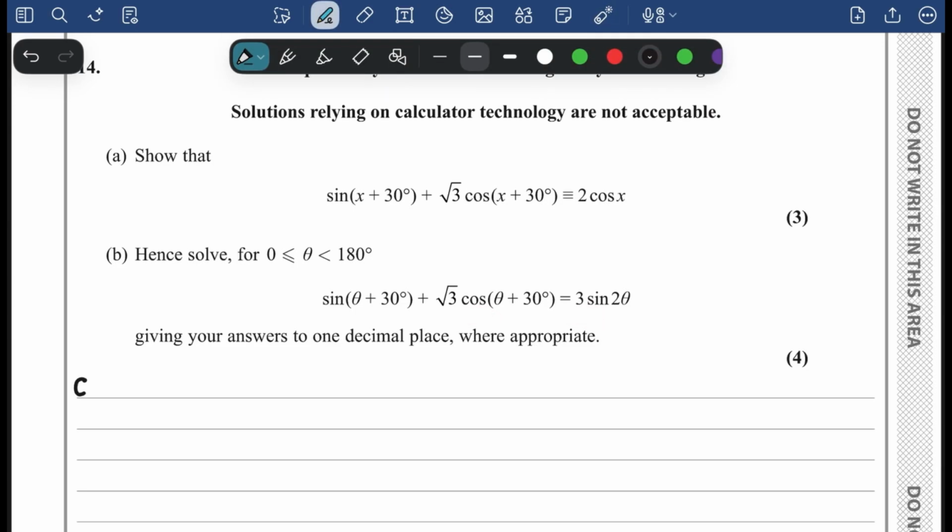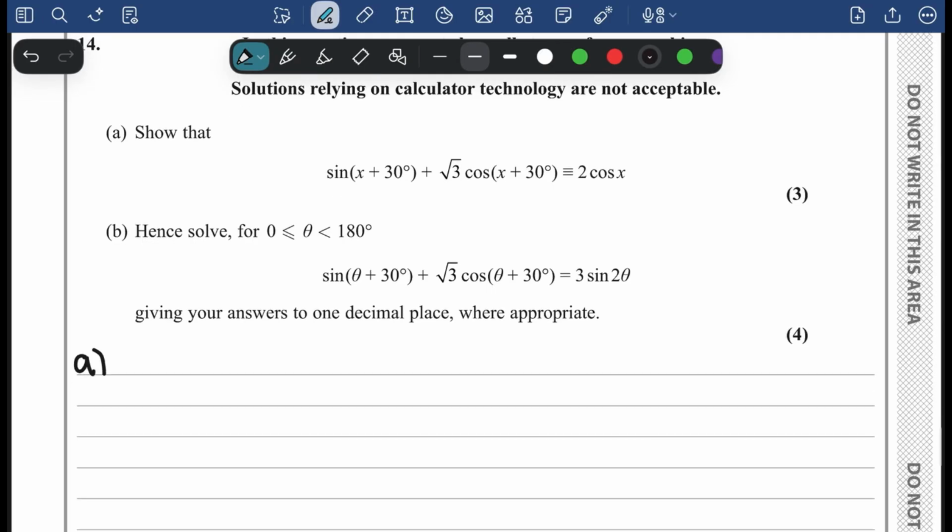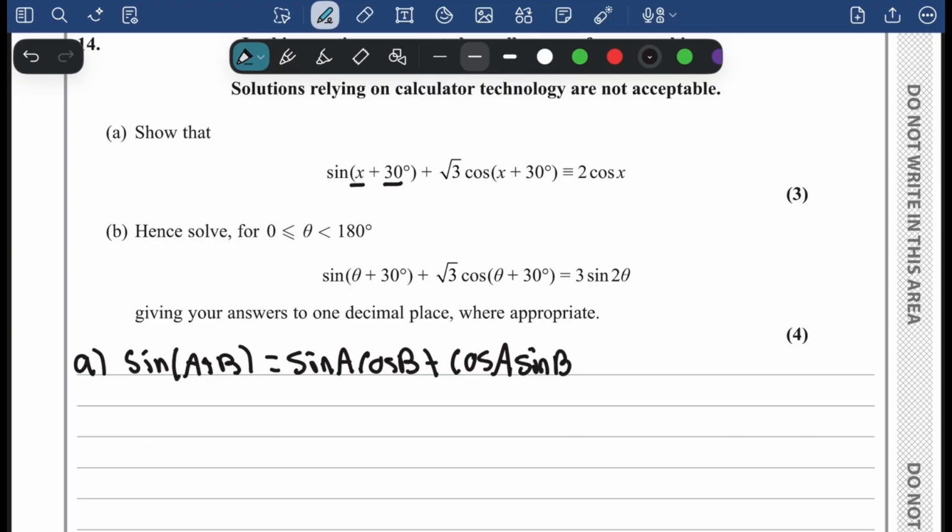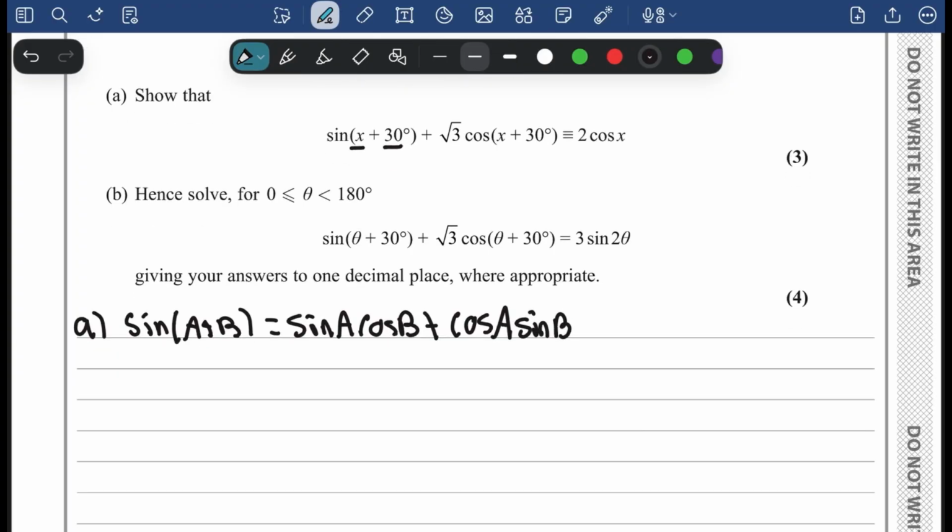Okay, well, if we take part A, we can see here that we have the sine addition formula, right? We're adding two things together inside the bracket of sine. So sine (A plus B) equals sine A cos B plus cos A sine B. So let me just say here that A is going to be x and B is going to be 30, right? So it's going to be sine x cos 30 plus cos x sine 30.